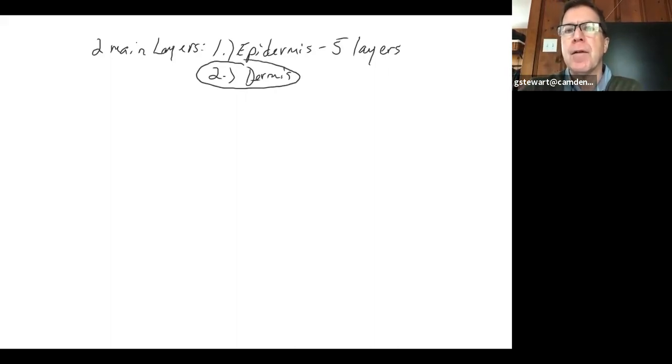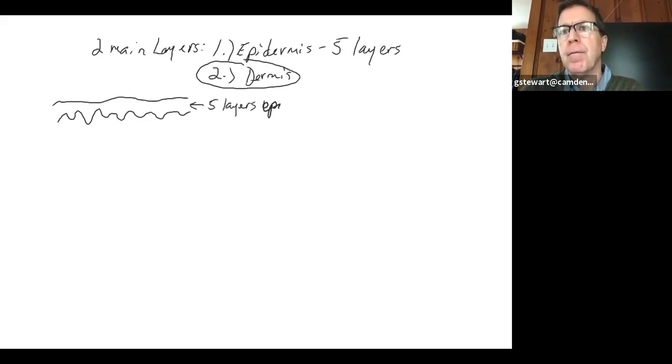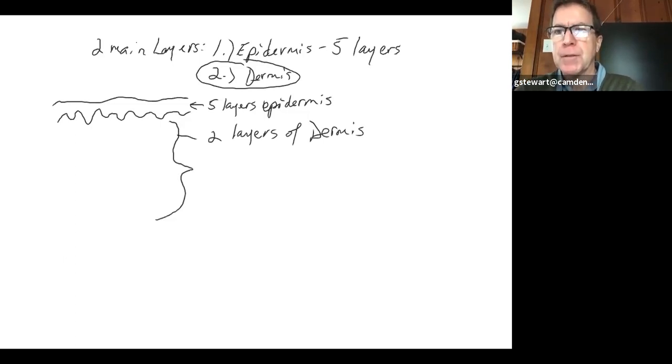Okay, now we're going to go on and talk about the dermis. So remember, if this is the top layer of the skin, this wavy line is the boundary between the epidermis and the dermis. So there are 5 layers of epidermis here in this relatively thin layer of the skin. And then all of this down here is 2 layers of dermis. I'm going to specify those 2 layers now. So there are 2 layers of dermis, all in this very thick region underneath the epidermis.